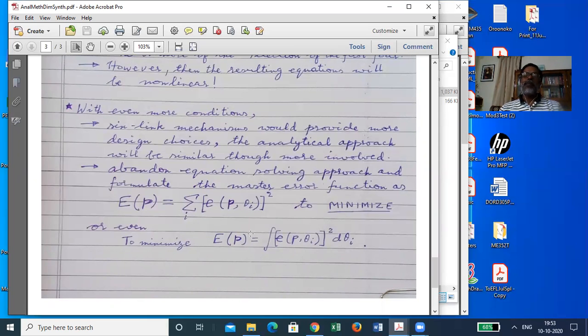replace this summation by an integral, and basically these two mean fundamentally the same thing. Okay, and we minimize this, and there are sophisticated methods for doing this problem also. Okay? So these kinds of things are done, and it is actually not as difficult as it seems, but it is difficult enough.